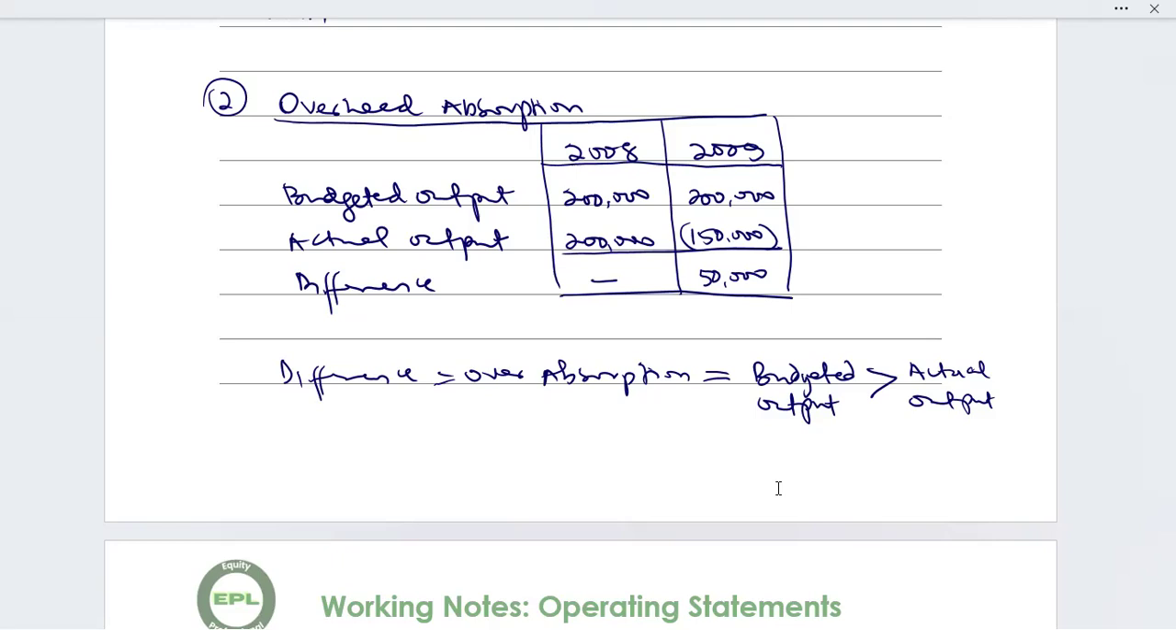That under-absorption should be deducted from the cost of goods sold. However, if the budgeted is greater than the actual, what you need to do is to add it back to the cost of goods sold.